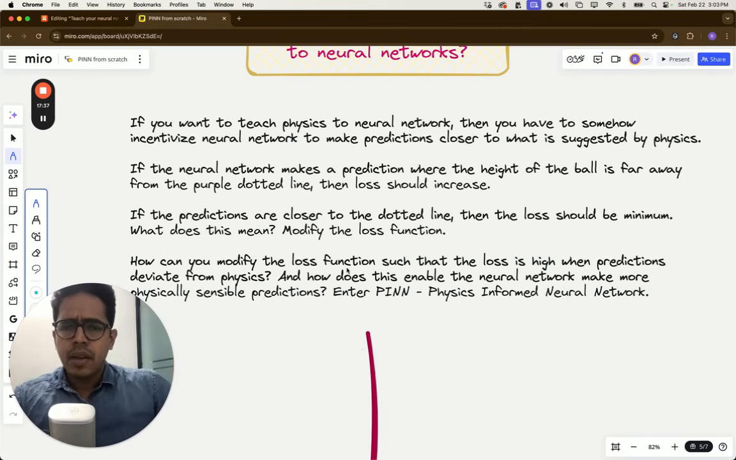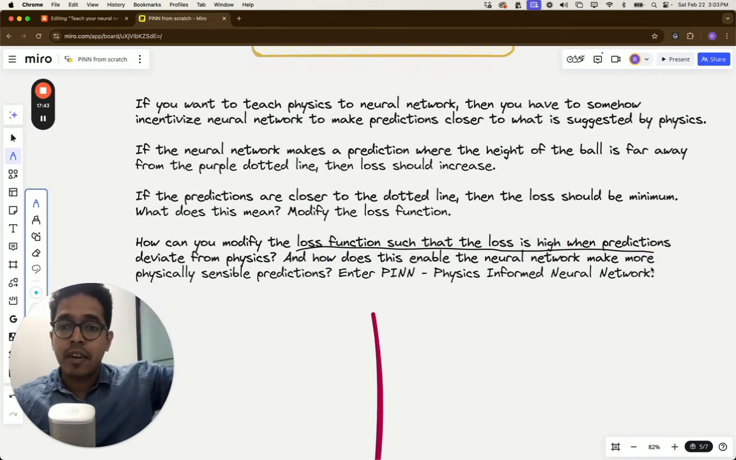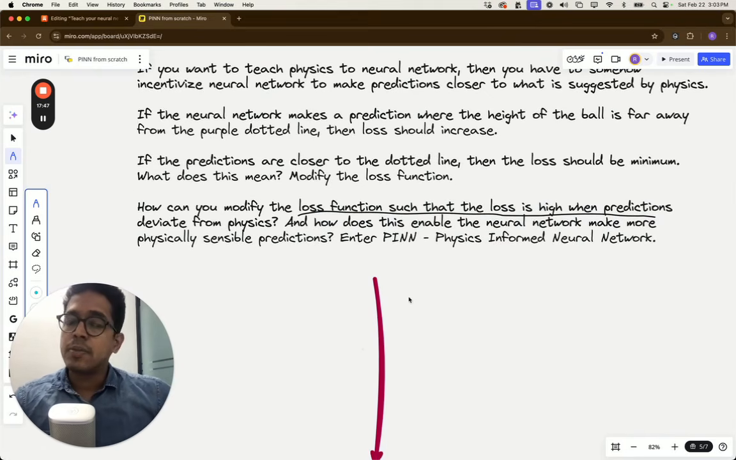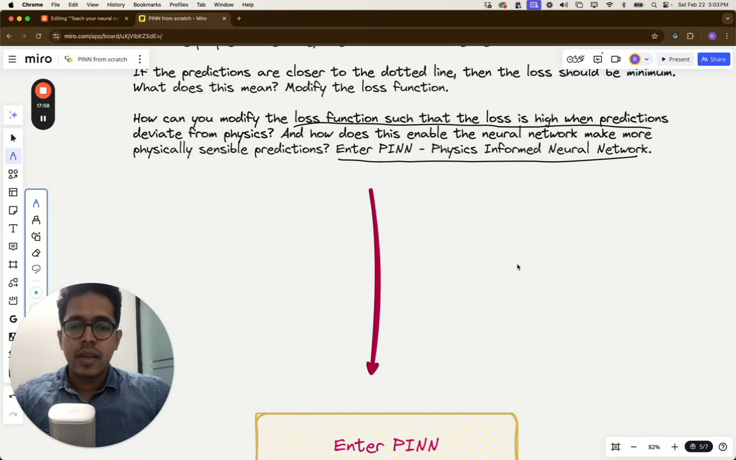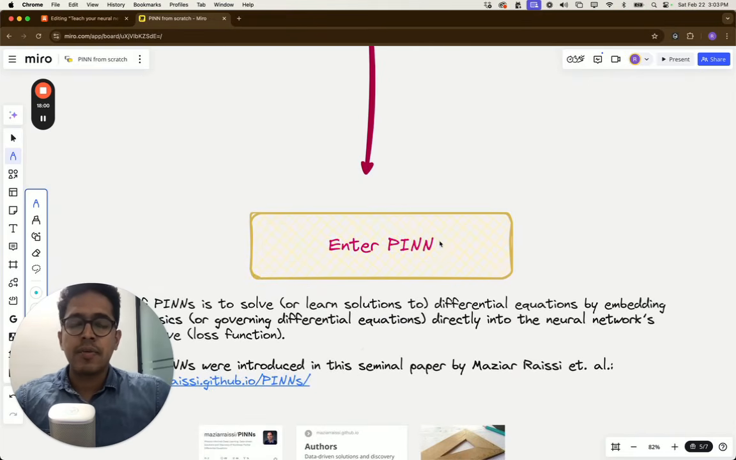So you have to modify the loss function such that the loss is high when your predictions are far away from this dotted parabola describing the physics. And the loss is probably not that high when the neural network makes sensible predictions closer to the dotted parabola. And this is where we enter physics-informed neural networks. So PINN, called physics-informed neural network.